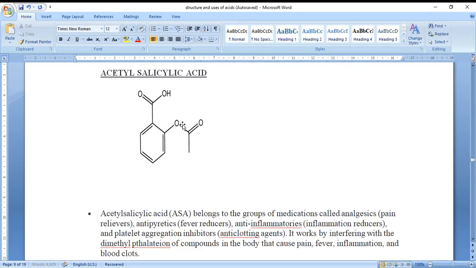So acetyl salicylic acid. What is the difference between salicylic acid and acetyl salicylic acid? Salicylic acid here is having the H, that means salicylic acid is having only the phenol group as well as the acid group. But in the case of acetyl salicylic acid, it is having the acetyl group. So what is the acetyl group? CH3COO. In the place of OH, it is having the acetyl group, that is CH3COO.